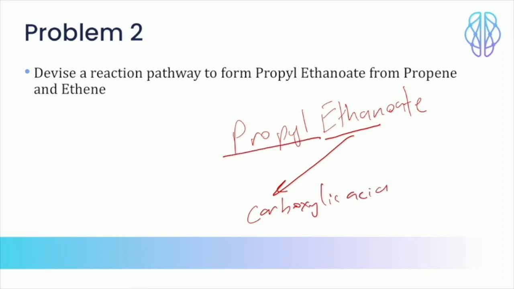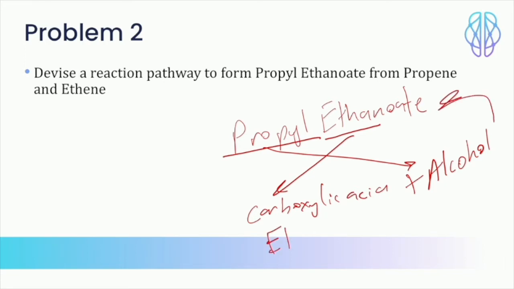And the thing with the YL suffix is the original alcohol. And remember, carboxylic acids and alcohols combine to give you the ester. So we need an ethanoic acid, and we need a propanol. Because as you might remember, carboxylic acids and alcohols combine to form esters.